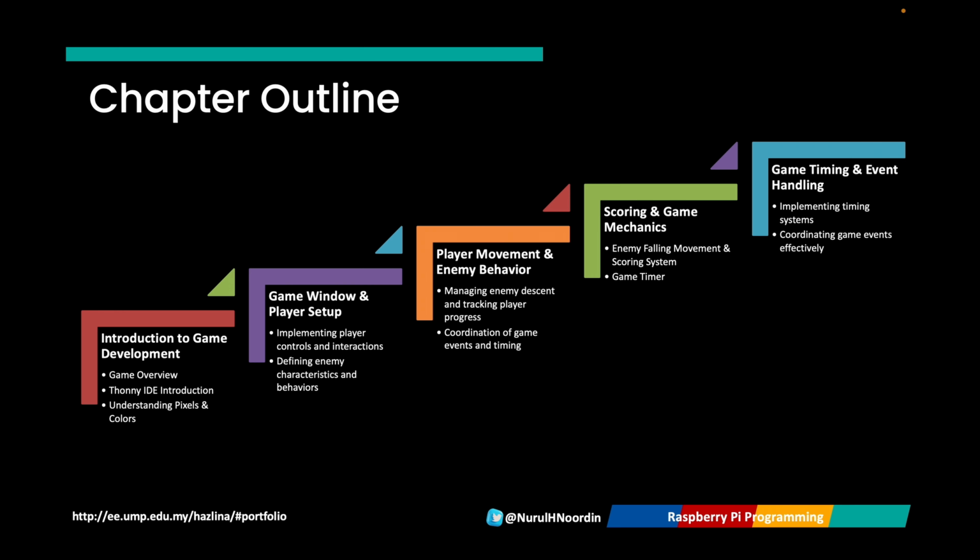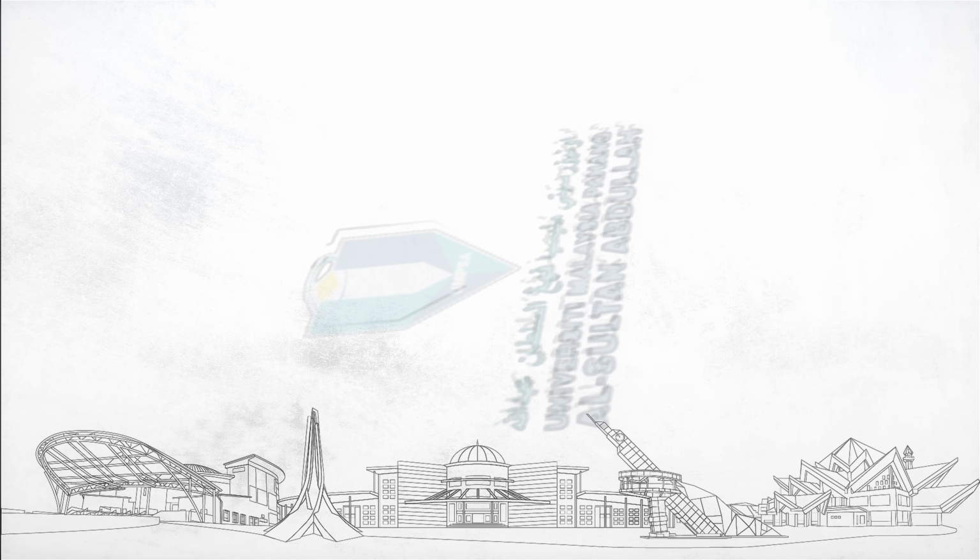The final chapter, Chapter 5, Game Timing and Event Handling. In this chapter, you will implement timing mechanisms to control gameplay events, and synchronize actions such as enemy movement and player interactions. The key programming concepts covered here are event coordination and the use of timers in programming. This chapter polishes the game experience by ensuring consistent movement and interactions.